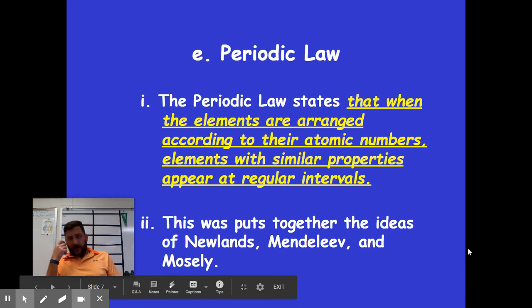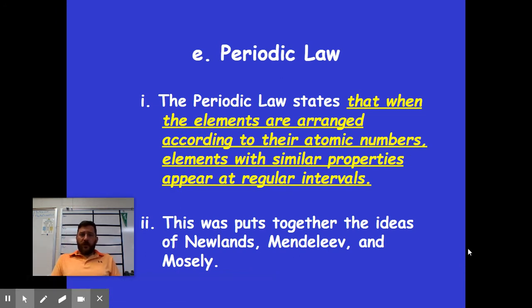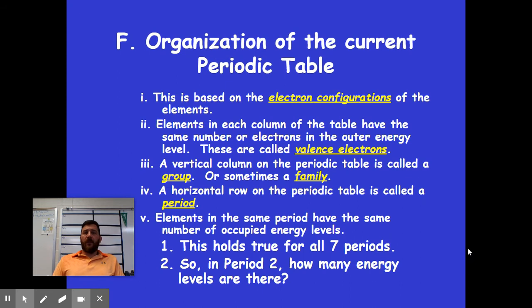The periodic law states that when elements are arranged according to their atomic number, elements with similar properties appear at regular intervals. This was the work of Newlands, Mendeleev, and Moseley all put together. So the periodic table is one of the great scientific collaborations. If it wasn't for the work of these 3 individuals, it'd be very confusing to know what to do with it now.